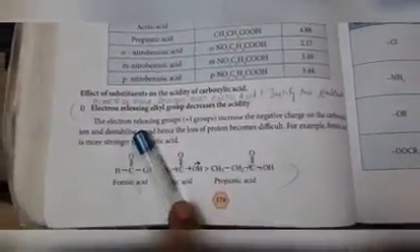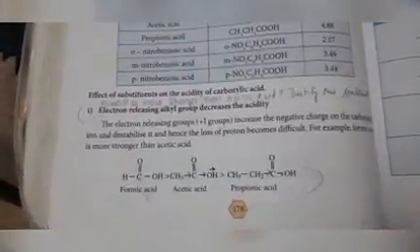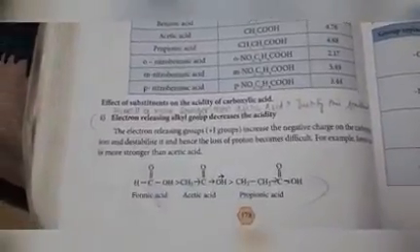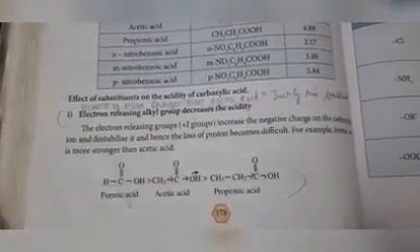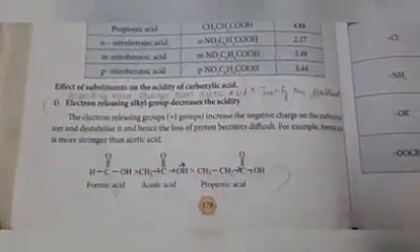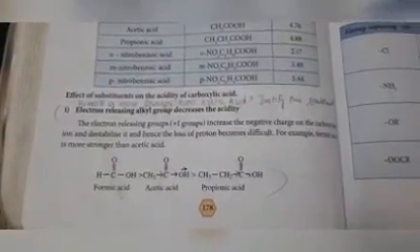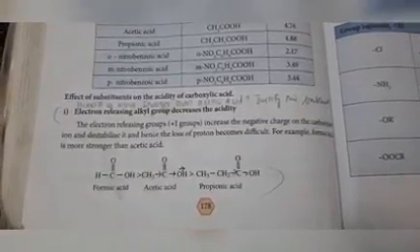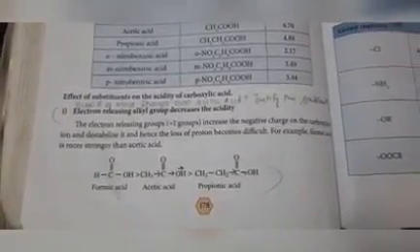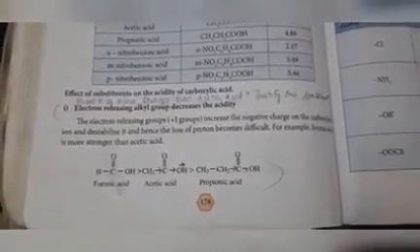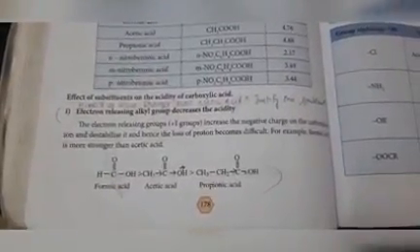So the electron releasing group is the plus I group. I means inductive effect, positive inductive effect. That means electron moves in one direction, which is called a plus I group. So it increases the negative charge on the carboxylate ion. Because of electron transfer, the negative charge on the carboxylate ion increases and destabilizes it, and hence the loss of proton becomes difficult. For example, formic acid is stronger than acetic acid and propionic acid.